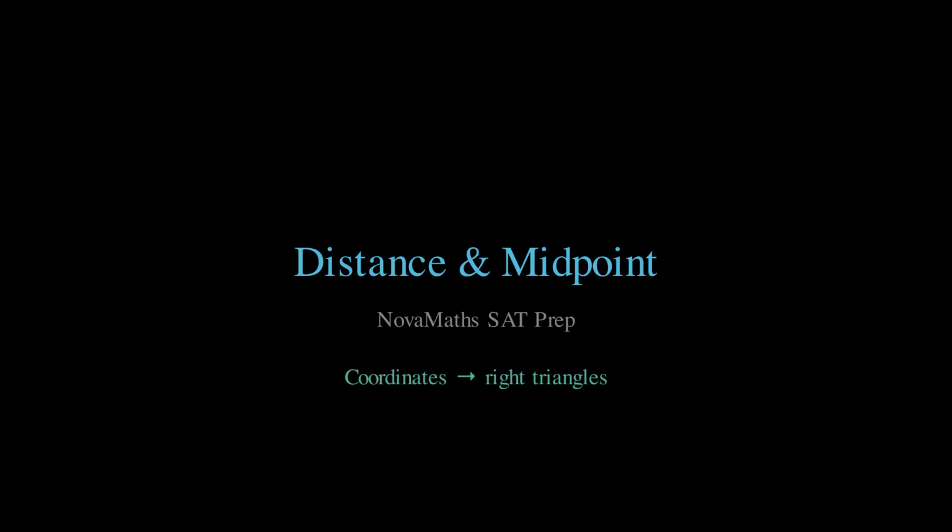Coordinate geometry on the SAT is mostly two formulas used with good bookkeeping. Distance and midpoint are your bread and butter. If you see coordinates, you should hear Pythagoras in the background. The distance formula is just a right triangle in disguise. Write x with x and y with y. Mixing coordinates is the fastest way to get a plausible but wrong answer.